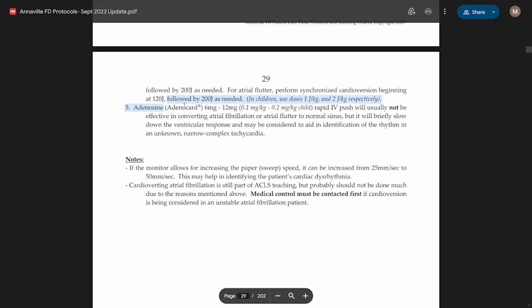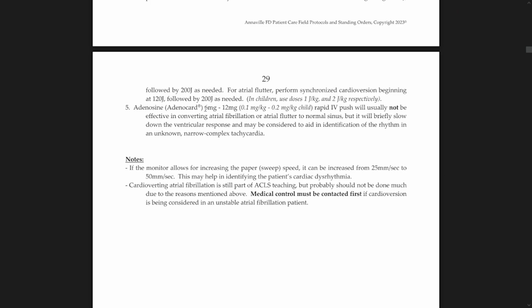You can consider adenosine or Adenocard at 6 milligrams to 12 milligrams, or for a pediatric patient, it's pretty much the same ratio where you just go 0.1 milligram per kilogram to 0.2 milligram per kilogram of a rapid IV push. It won't be effective in converting AFib or atrial flutter, but it may show the ventricular response and help aid in identifying a rhythm that's unknown. Maybe it's a narrow complex tachycardia.